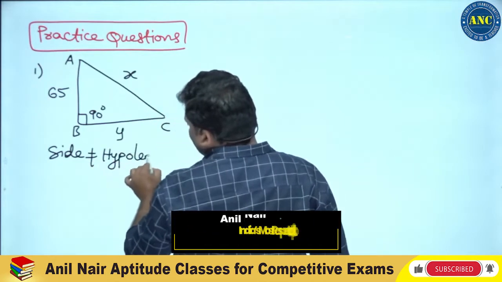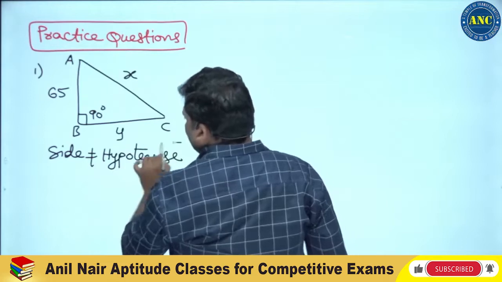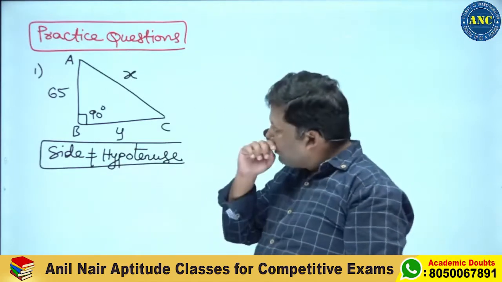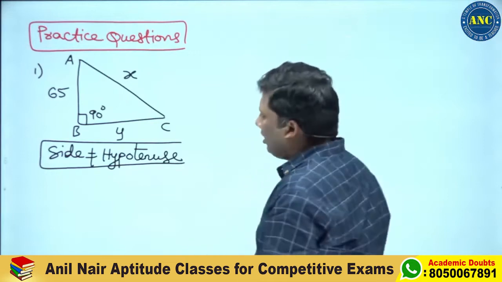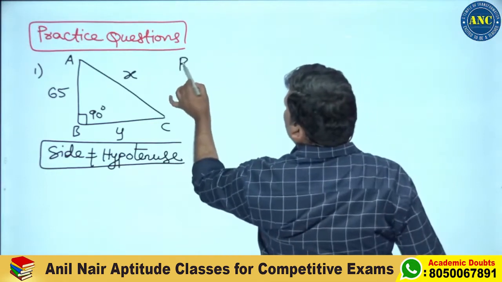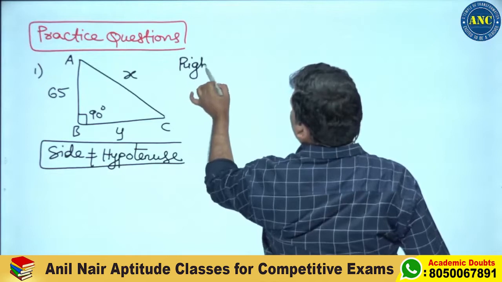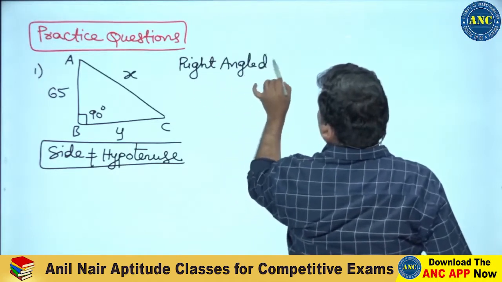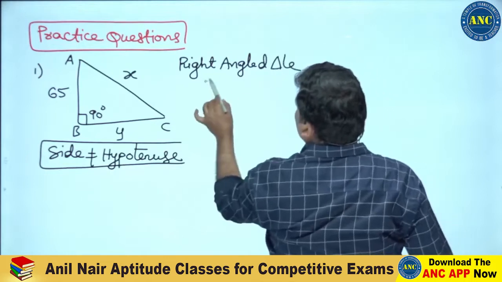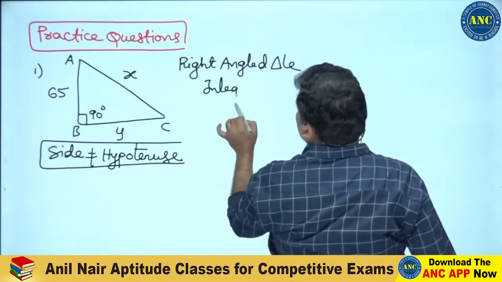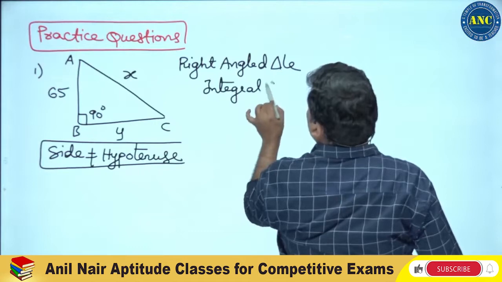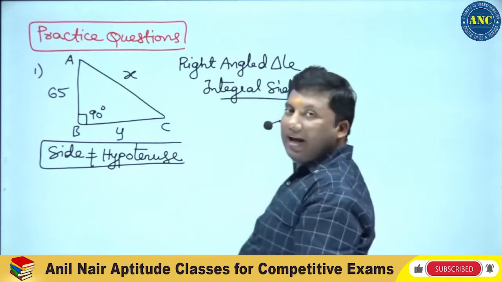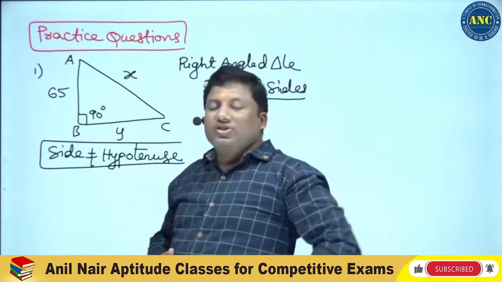Very, very important, sir, for the next 15 to 20 minutes. The side is not equivalent to the hypotenuse. So what is the question? How many right angled triangles with integral sides can be formed if one side is given as 65?